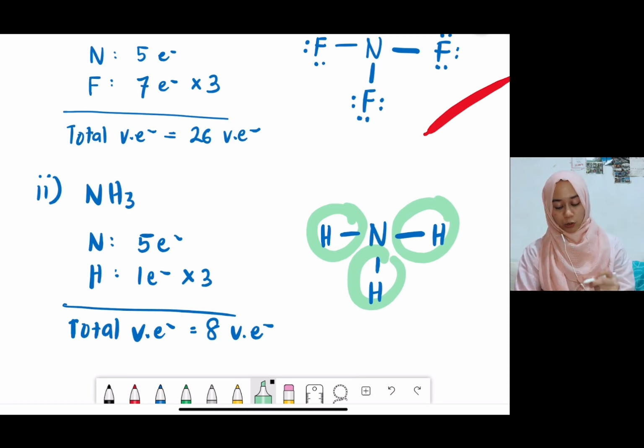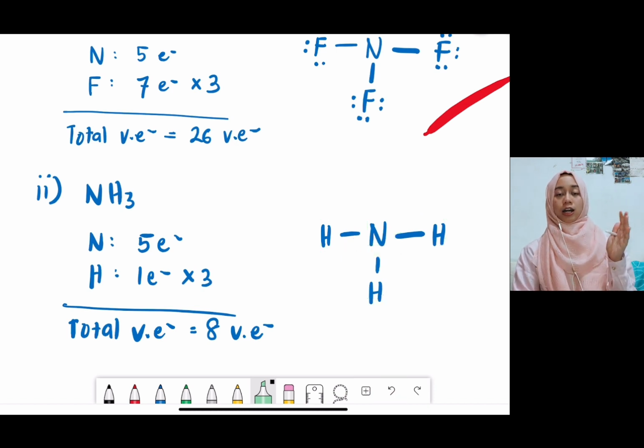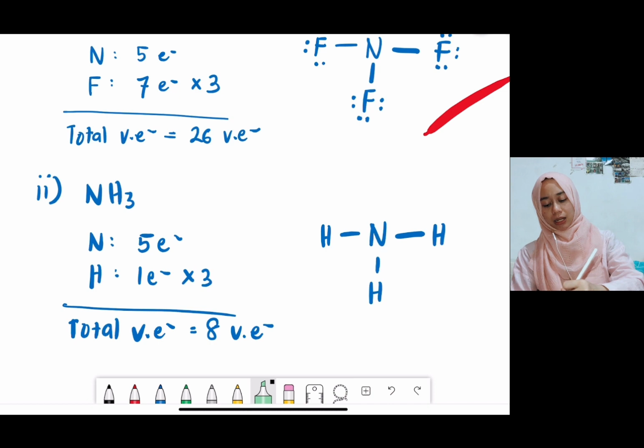So semua hydrogen kita kat sini dah mencapai duplet. Okay, settle yang tu. Okay, and then kita pergi ke step terakhir iaitu if ada remaining electron, kita letak dekat central atom. So kita tahu total valence electron ada 8. Okay, so kalau baru setakat ada 3 bonding pair, bermaksud baru ada 6 elektron. So ada baki lagi 2 elektron. So 2 elektron tu kita letak dekat nitrogen.